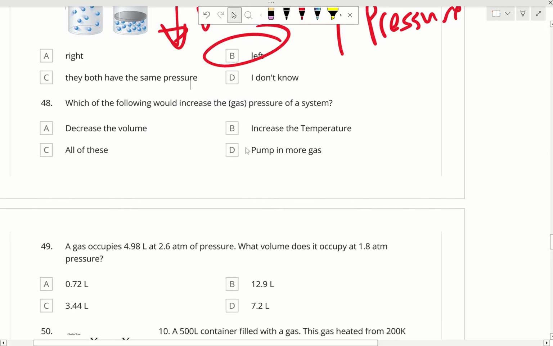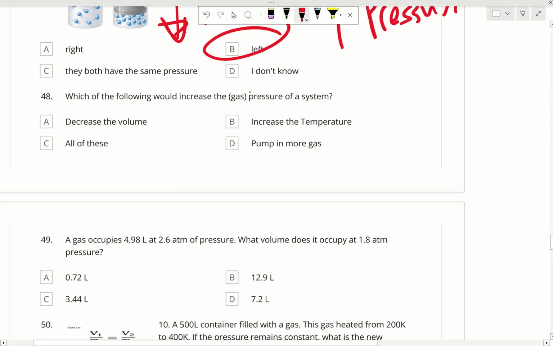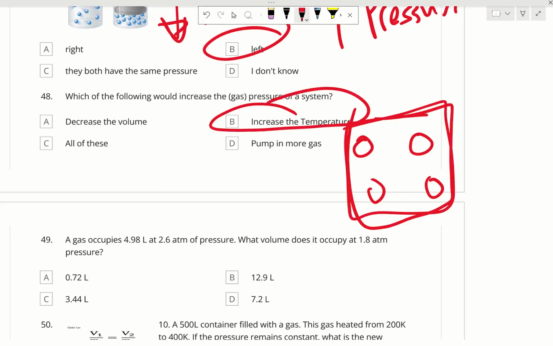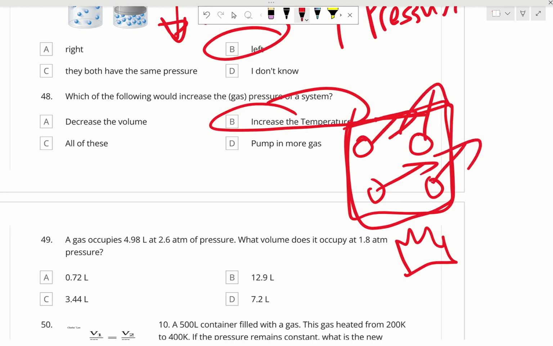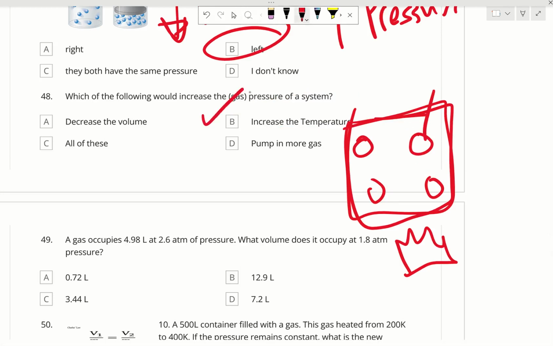Number 48, which of the following increases the pressure of a system? Say for example, if I have this box over here, we zoomed into an object and we have these particles over here. One, if I increase the temperature, if I put more heat, this is going to increase the pressure because these particles are going to move faster and farther away from each other. So increasing the temperature does increase the pressure of the system.